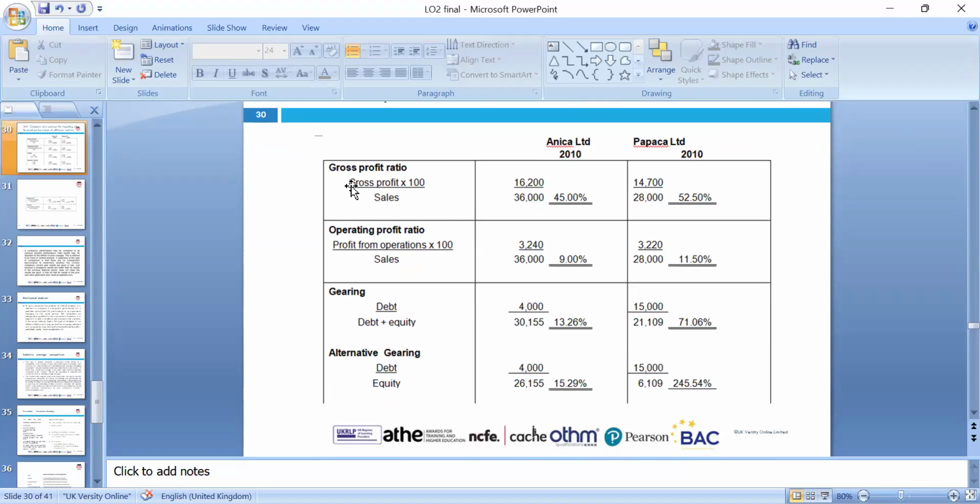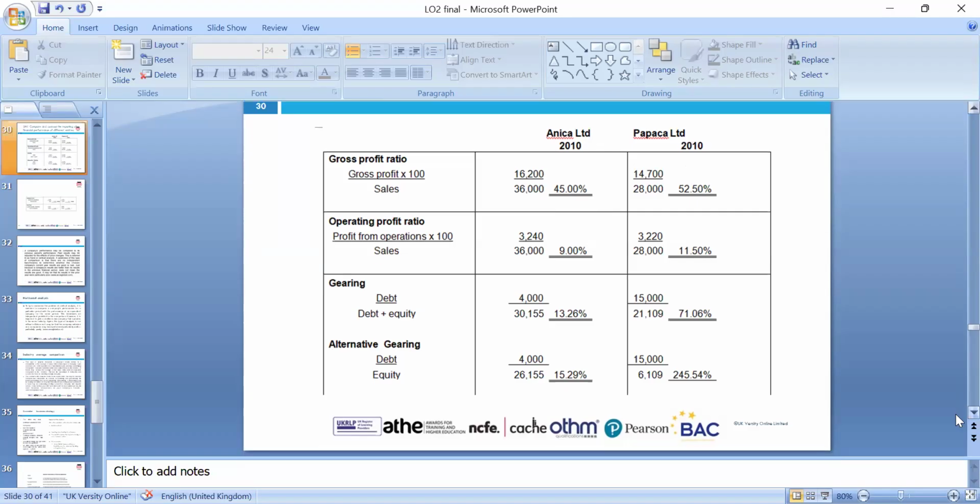We can go through gross profit divided by revenue, or sales. So the gross profit margin ratio is 45% and 52%. According to this, Papika is better than Anika. When we look at the profit from operations, Anika has only 9% and Papika 11%. So according to this, Papika's performance is better. But a sale does not mean you are getting the cash. That's why we need to look at the cash flow statement as well, and at other ratios to make the final decision.